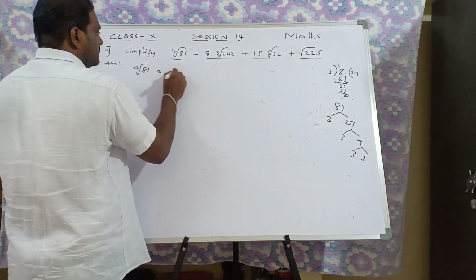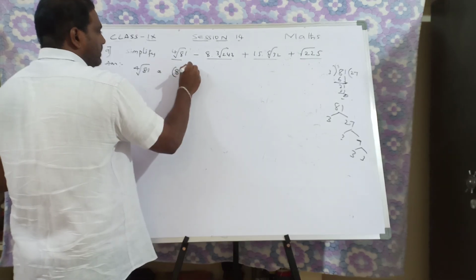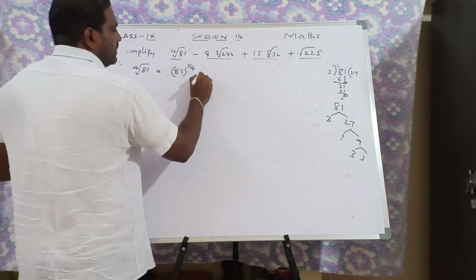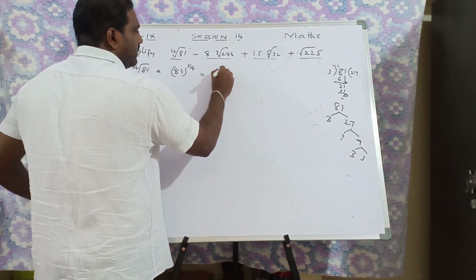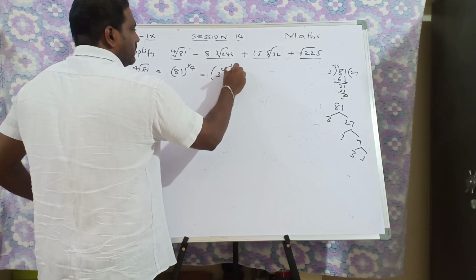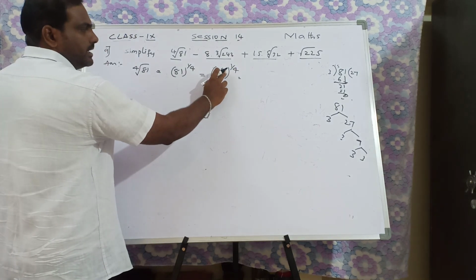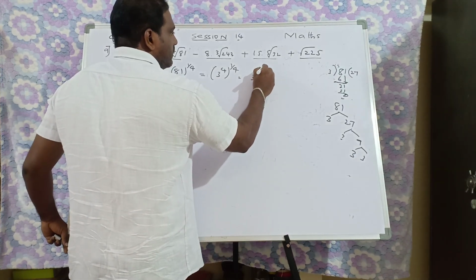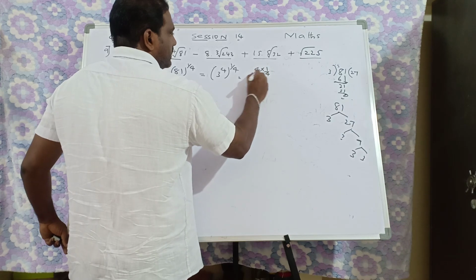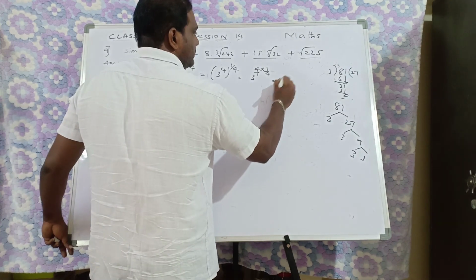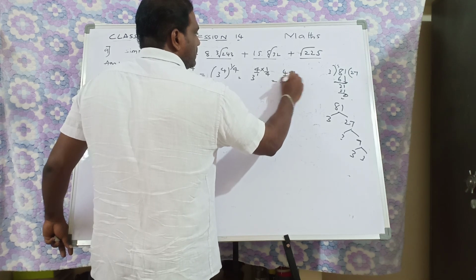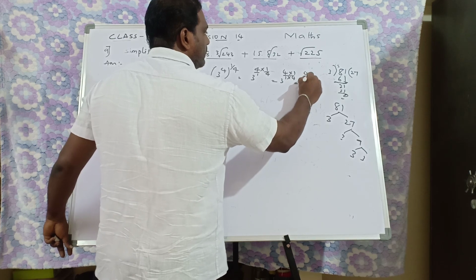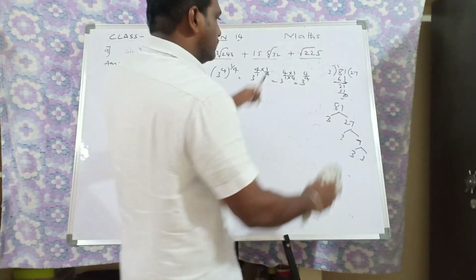So first I should write 81 whole power 1 by 4. This is in the radical form; I am writing in exponential form. Next, 81 can be written as 3 power 4 whole power 1 by 4. What is the next step? A power m whole power n is A power m into n. What will you get? 3 power 4 into 1 by 4. If nothing is there, I take it as 1. So the next step is 3 power 4 into 1 by 1 into 4. I will get 3 power 4 by 4. Then what is the answer? It is 1.